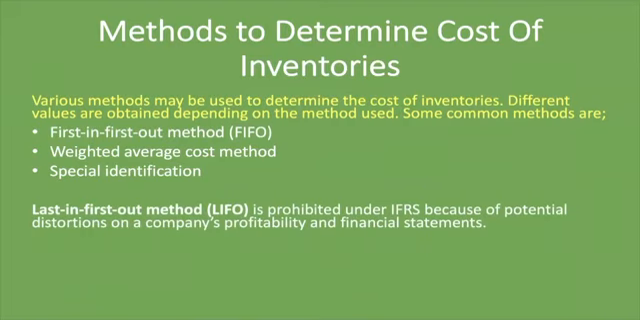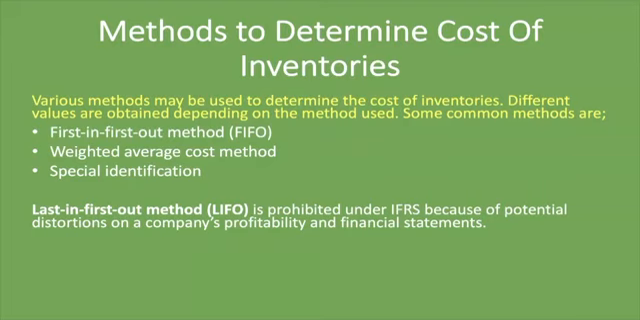the LIFO method. But this method is prohibited under IFRS because of potential distortions on a company's profitability and financial statements. The last in, first out method states that whatever inventory you bought last will be the one that you sell first. And what does that mean? Obviously, the one that you bought last will usually, or in many cases, be the most expensive because of inflation and other factors. That means it will reduce your profits, and by reducing your profits, it's going to reduce your taxation. So you can see the distortion that might be there on a company's profitability and financial statements.